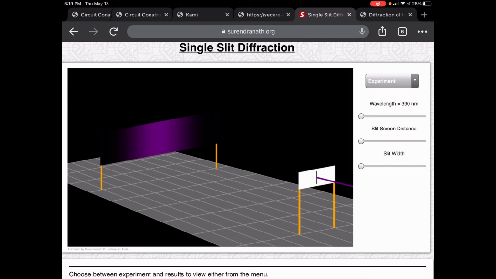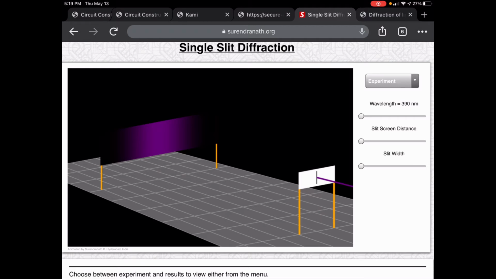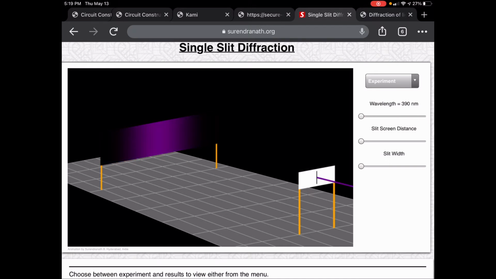So let's begin. If we start off here with violet light and we increase the wavelength, we see one bright fringe and it's very wide. By increasing the wavelength, that bright fringe just gets wider and wider as you go through violet to blue to green to orange to red. So what that means is as the wavelength goes up, the distance between bright fringes also goes up.